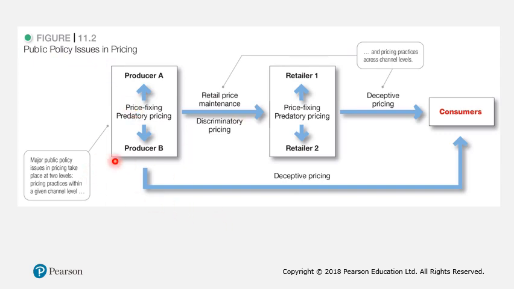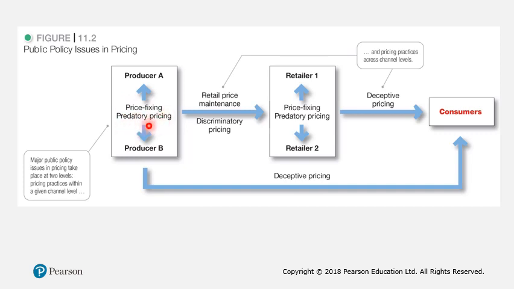Okay, so here you'll be able to see what the issues in pricing are, by looking at the producer, from when they start to produce the product, and when the product is being sold to the retailer, before it reaches the consumers. So typically the producer will have price fixing or predatory pricing.